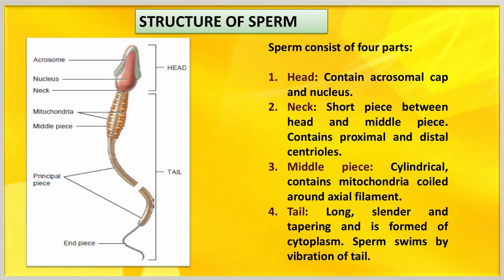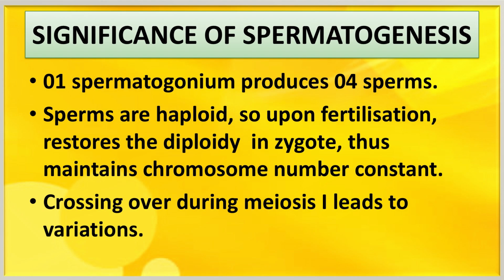This sperm will have 4 parts. First is the head, which will contain the acrosomal cap and the nucleus. Then we have the neck, which is a short piece between the head and the middle piece and contains the proximal and distal centrioles. Then we have the middle piece, a cylindrical shaft-like structure containing mitochondria coiled around the axial filament. Finally, the tail piece is the main piece because it helps in propelling the sperm into the vaginal tract of the female. Now, what is the significance of this entire process of spermatogenesis?